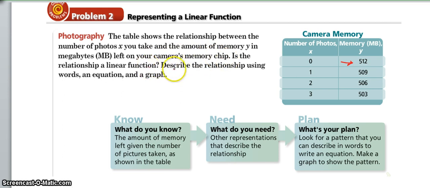Is the relationship a linear function? Well, to check if it's a linear function, as the x changes consistently, so here my x is increasing by 1 every time, we would want our y to increase or decrease by something consistent as well. So you go ahead and make this determination: is this a linear function? In fact, each of these changes is losing 3 megabytes, so that is a constant y change as we have a constant x change.